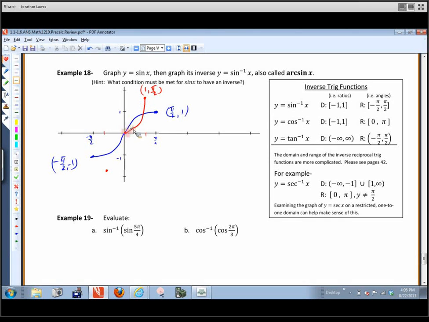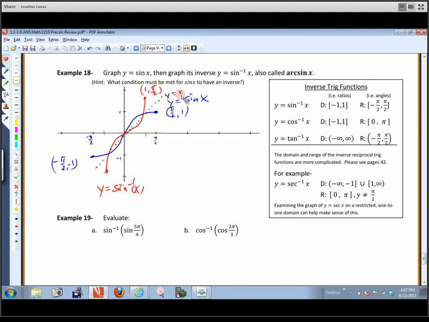So this is what sine inverse looks like. So this is y equals the sine inverse of x, and that original one was y equals the sine of x. And you can tell just at a glance by tilting your head just a little bit, they are indeed reflections across the line y equals x. So there we go.